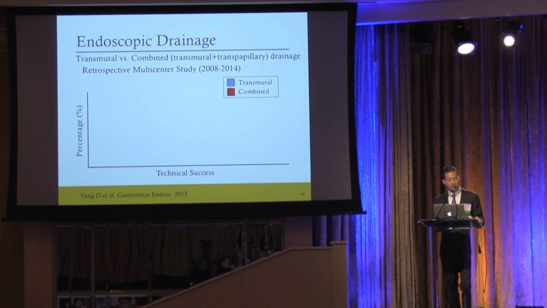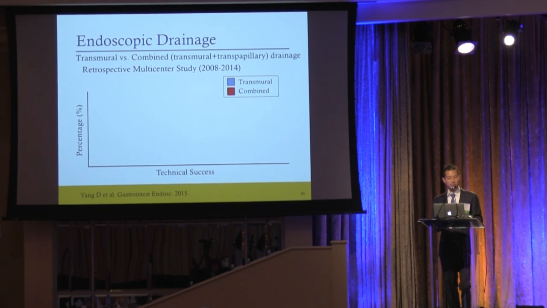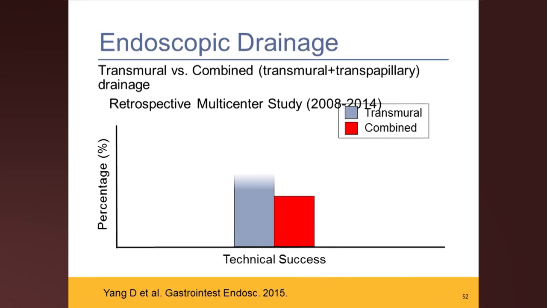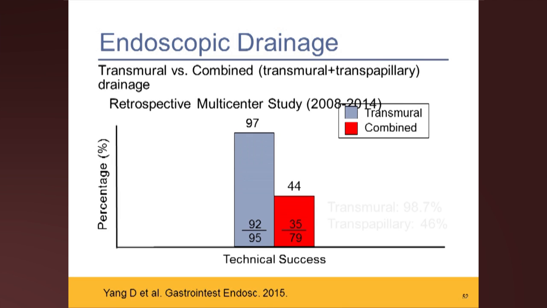So this is a study that came out last year in GIE where they compared transmural drainage versus doing a combined approach of both transmural and transpapillary drainage. And this was done mostly at large centers from 2008 to 2014. And when they looked at their technical success of these procedures, they found that transmural drainage was much more successful, right? So 97%. And obviously it's a retrospective study.